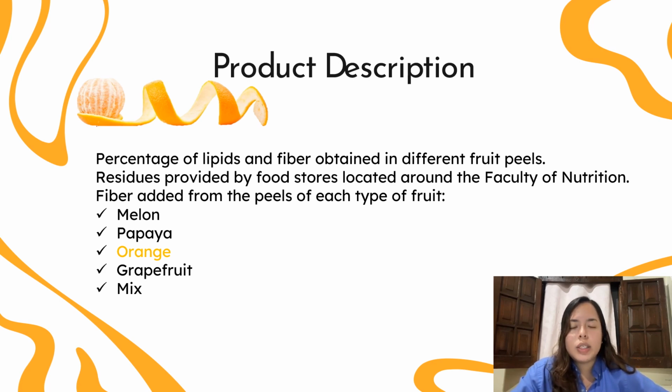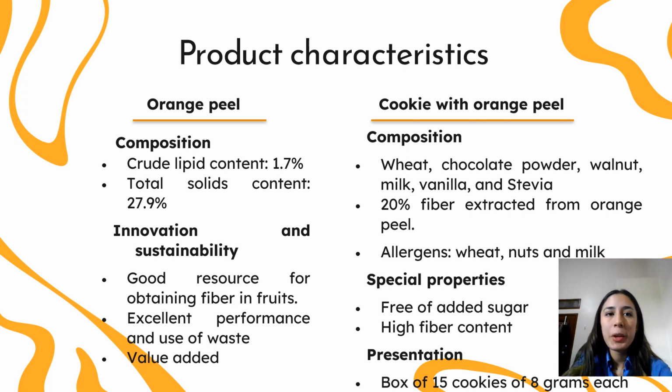An acceptability evaluation was carried out which showed the cookie with fiber extracted from orange peel as the most accepted. For this reason, from now on in this video, we refer to the process of this product. In addition, orange peel was found to have the highest fiber content. Orange peel has 1.7% of crude lipids and a total solids content of 27.9%. These properties make it an excellent result for obtaining fiber from fruits as a use of waste. It also has high yield and allows the valorization of the byproduct.